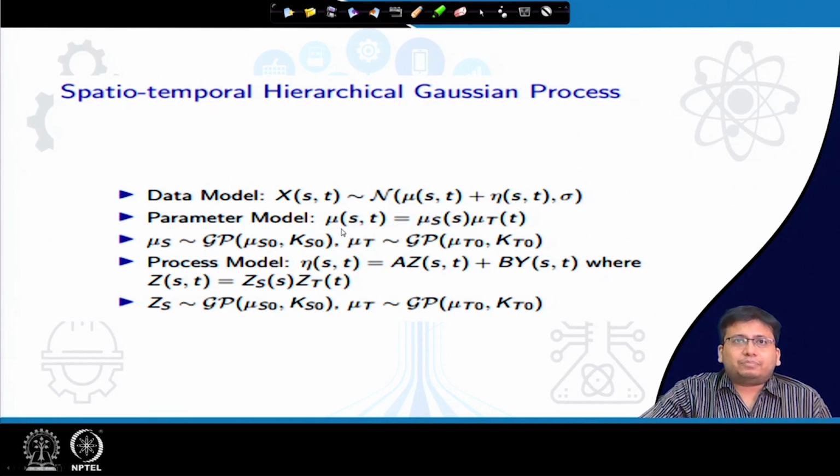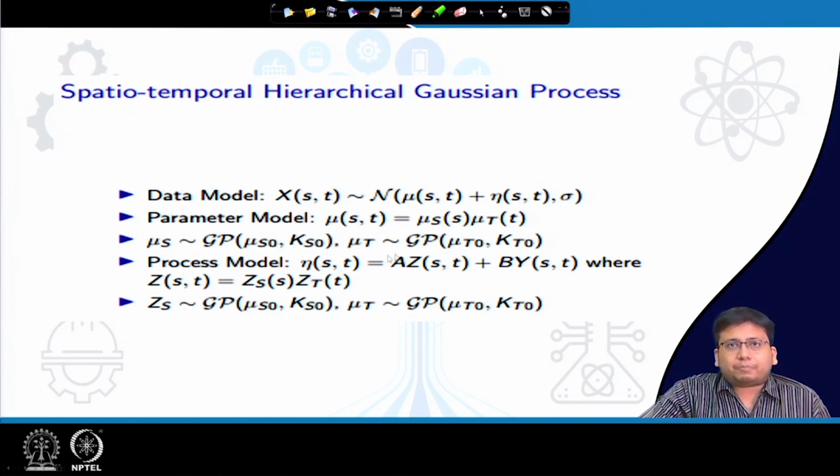And now the mu s t, let us say we have a special distribution, I mean a special component mu s and a temporal component mu t, and mu s t is nothing but a product of these two things. Now mu s may individually follow a Gaussian process and mu t may also individually follow a Gaussian process. So, this is a spatial Gaussian process which is defined over locations, and this is a temporal Gaussian process which is defined over time points. When I multiply them, what I get is a spatio-temporal Gaussian process, which is like I get a spatio-temporal variable which is defined for all locations as well as all time points.